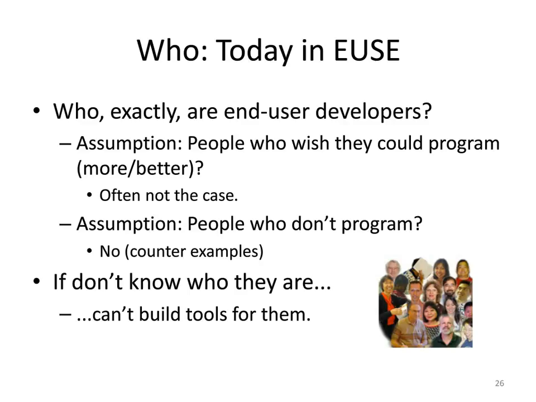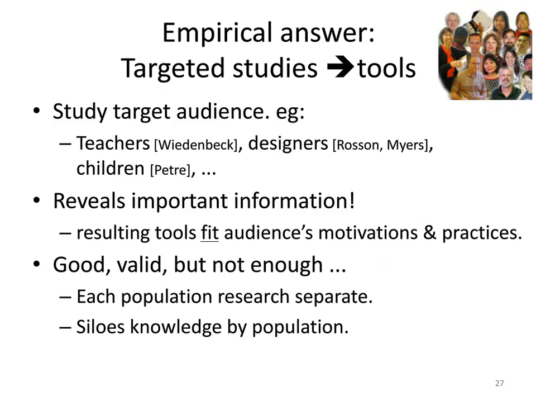Now, if we don't know who they are, we can't build tools for them, and that's kind of a basic from HCI. So in today's end-user software engineering, we have an answer to who they are. We do empirical studies, targeted studies, to understand those people's needs and create tools based on them. And so lots of examples of that exist in the end-user software engineering literature. Teachers, designers, children, lab technicians, all different kinds of people. And these techniques reveal very important information, and a great thing is the resulting tools fit those audiences' motivations and practices. So that's gotten us a fair distance.